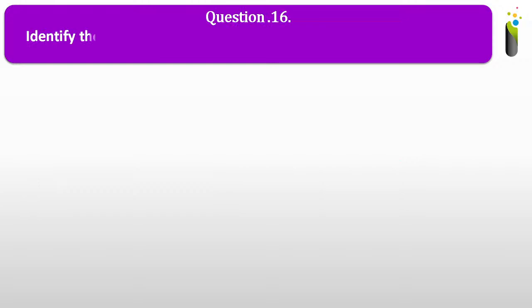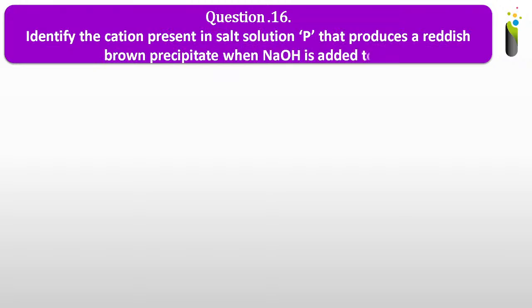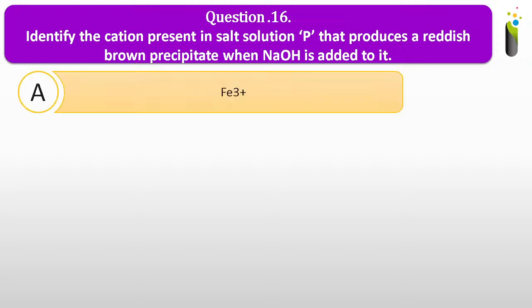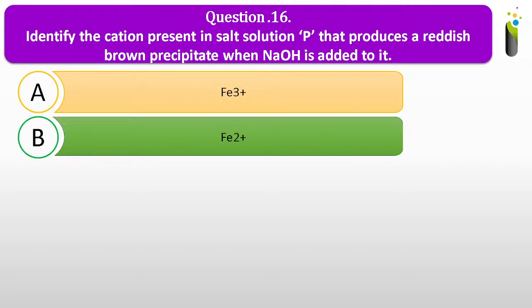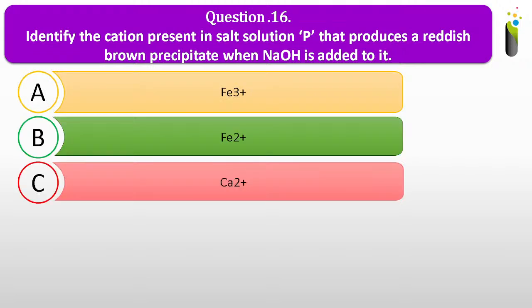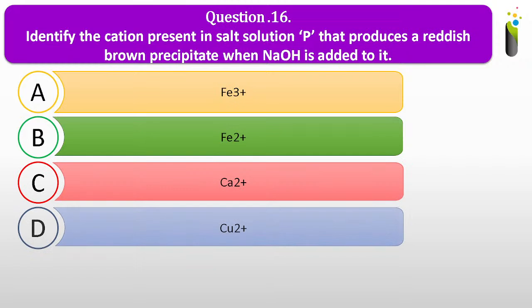Question number 60. Identify the cation present in salt solution P that produces a reddish brown precipitate when NaOH is added to it. And your options are A. Fe3+, B. Fe2+, C. Ca2+, D. Cu2+.